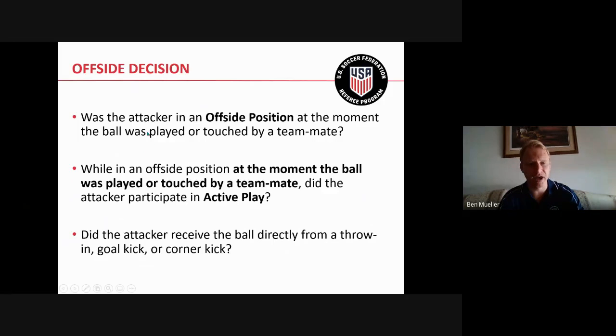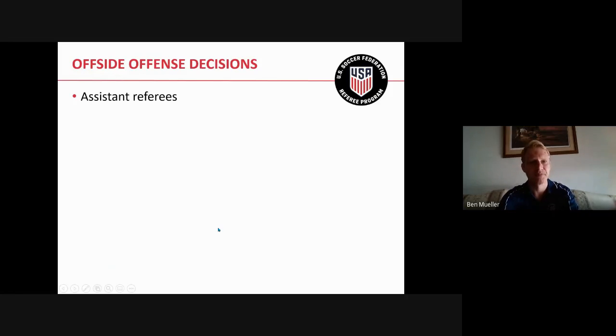Then the second question, if that's a yes, you go to the second question. While in the offside position, at the moment the ball was played or touched by a teammate, did the attacker participate in active play? So they must have participated in active play. And then the third requirement is, did the attacker receive the ball directly from a throw-in, goal kick, or corner kick? Okay, if they did, then they cannot be offside. All right, so offside position plus involvement in active play means it's an offside offense unless it was from a throw-in, goal kick, or corner kick.